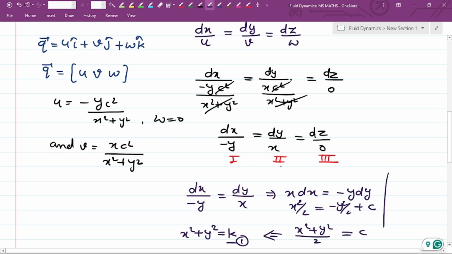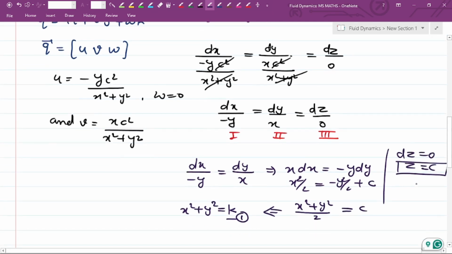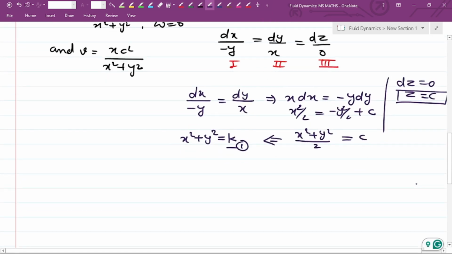In a similar manner, you can take the first and third, or second and third. So dz is equal to 0, and on integrating, z is a constant. Now the solution represents a system of equations: x square plus y square is equal to k, and z is equal to c. So we can conclude what curve the streamline is for this particular velocity of the fluid.